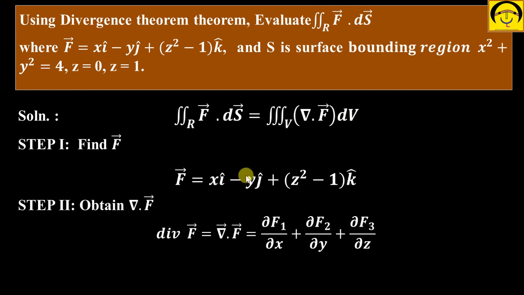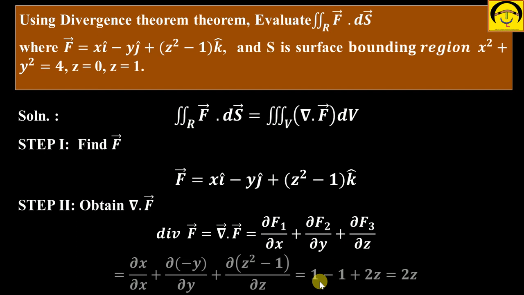f2 is minus y, and f3 is z square minus 1. Just substitute f1, f2 and f3 here. So you will have this term.